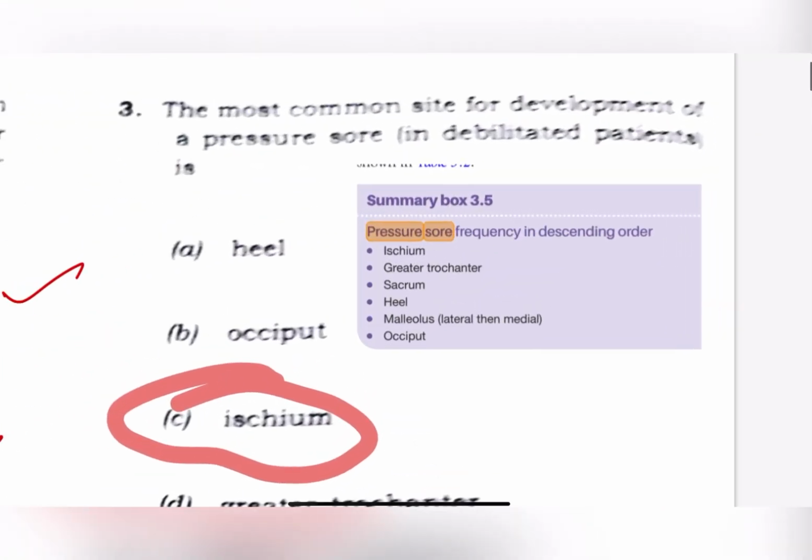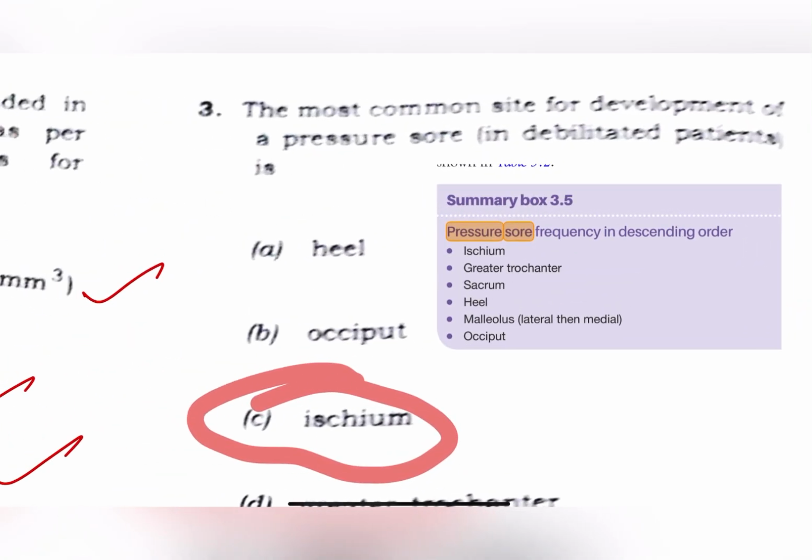In the third question, the most common site for development of pressure sore. So these are the pressure sites arranged in the form of descending order. So ischium is at the top. So the most common site is ischium. After that we have greater trochanter.